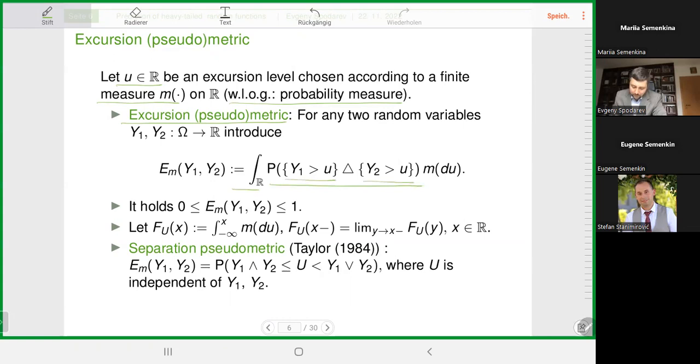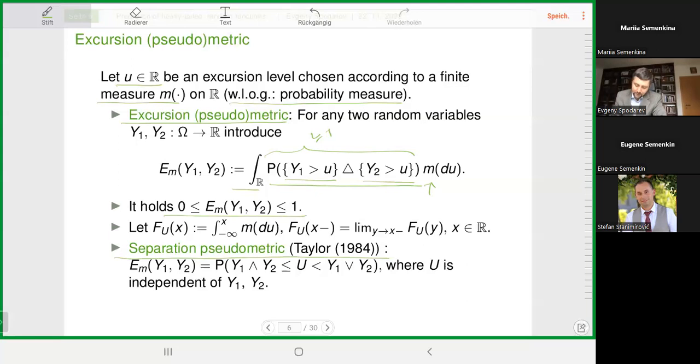For now, it looks a bit different from what I was telling before, but you'll see that after Fubini argument, it will be the same. So if M is a probability measure and this probability is between 0 and 1, it is clear that this pseudometric lies between 0 and 1. It is interesting to see that actually this metric introduced so far coincides with the so-called separation pseudometric, which was introduced by Taylor in 1984, and it was given this way.